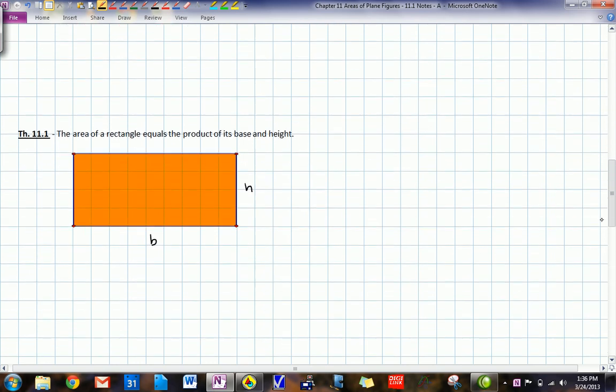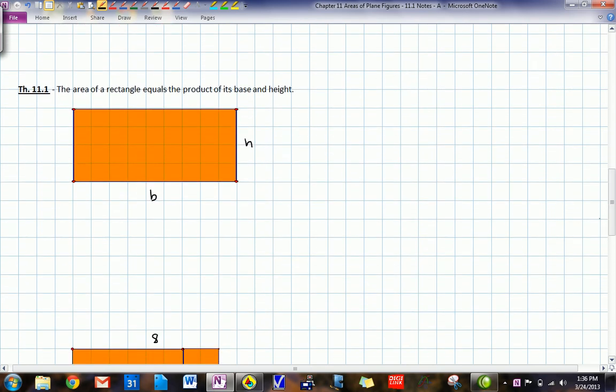All right. This brings us to Theorem 11.1, which says the area of a rectangle equals the product of its base times height. So I've drawn a rectangle here, and the goal is to find the area of the shaded region in there. And I've labeled the bottom the base and the vertical side the height. Those are interchangeable. The base could be the side and the height could be the bottom, just depends upon which way you look at the rectangle.